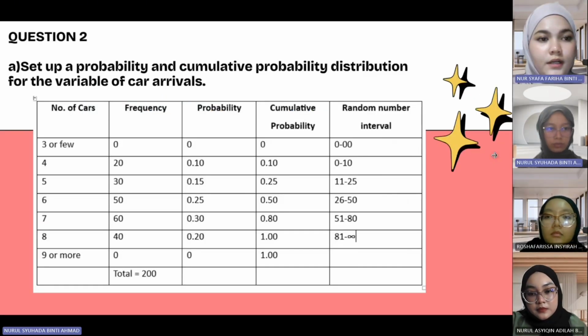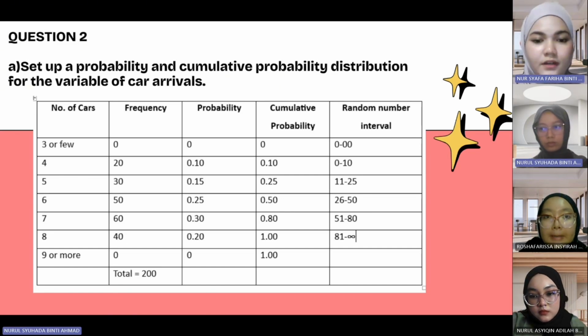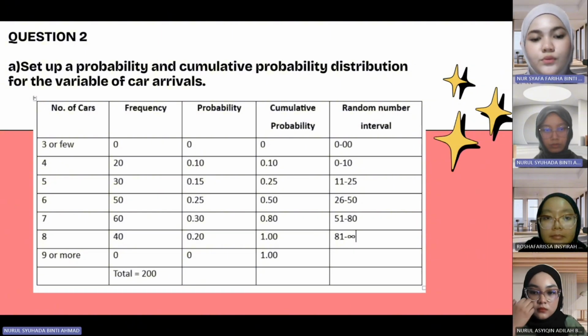So I will continue with question 2, which is set up a probability and cumulative probability distribution for the variable of cloud arrival. According to the question given, to solve, we use process of simulation method, which has four processes to solve the problem.